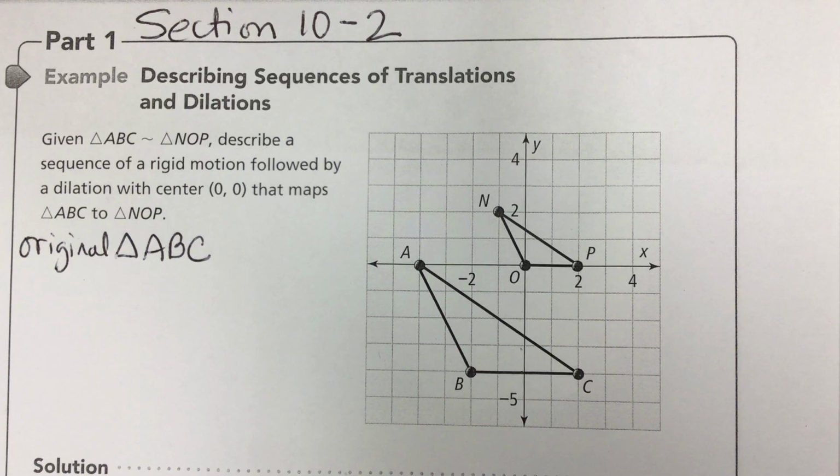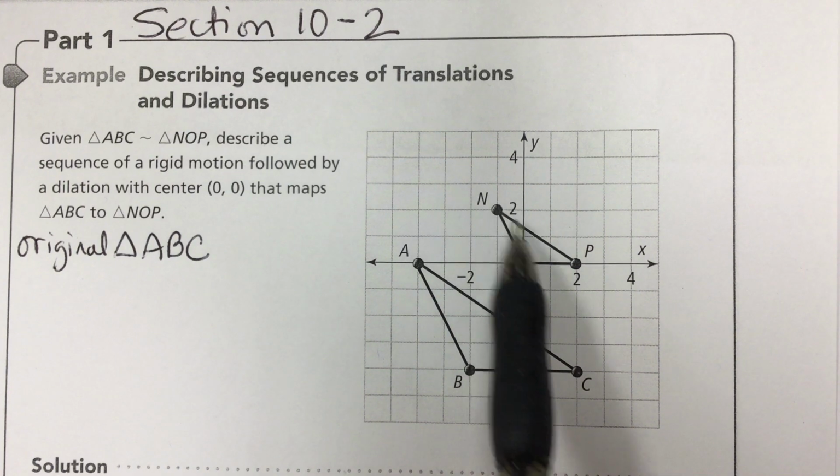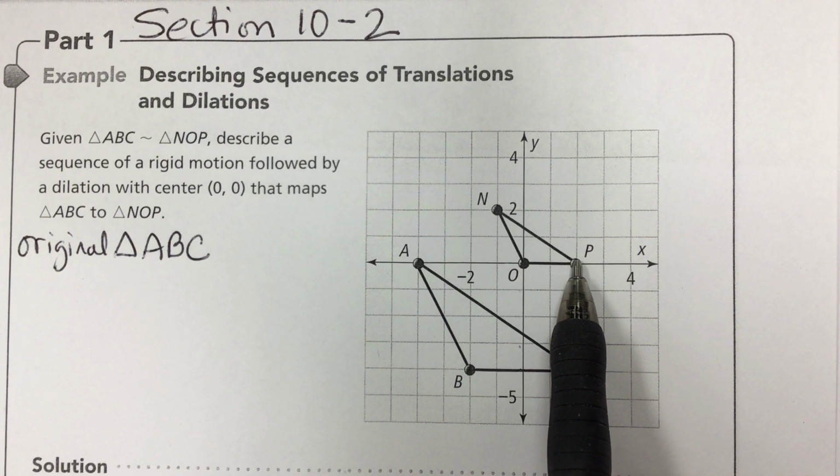Section 10-2, Part 1, Describing Sequences of Translations and Dilations. You are given that triangle ABC is similar to triangle NOP. ABC is the original triangle. It is similar to triangle NOP.